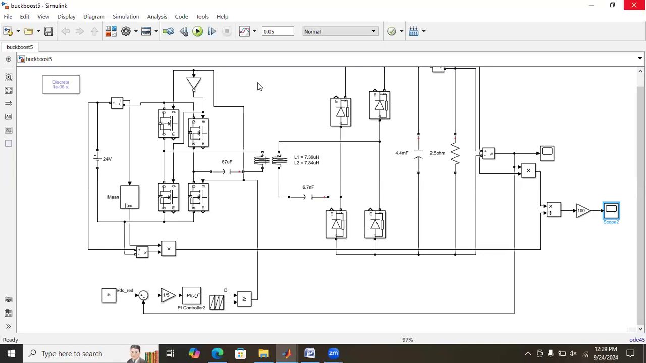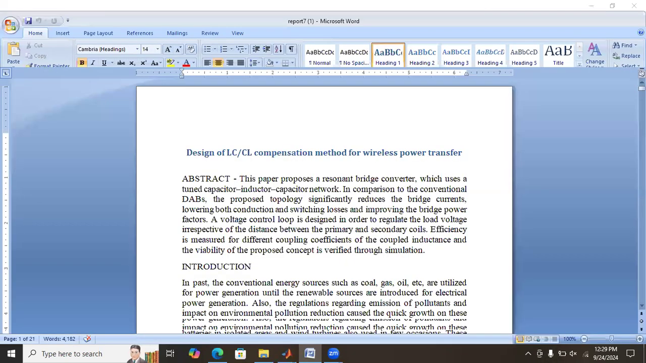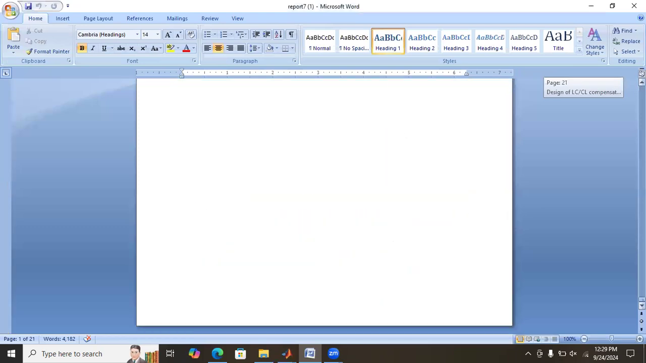Efficiency is increasing here. So for 0.95 as coupling coefficient, we get 91% efficiency. For 0.7 as coupling coefficient, we are getting 84% as efficiency. So it will linearly decrease. And here we see the results here.